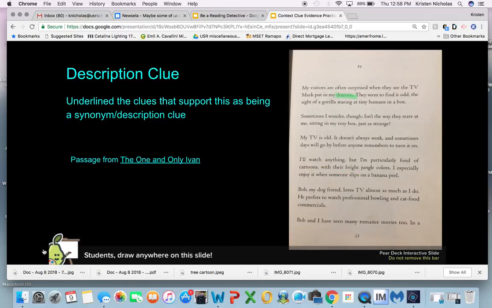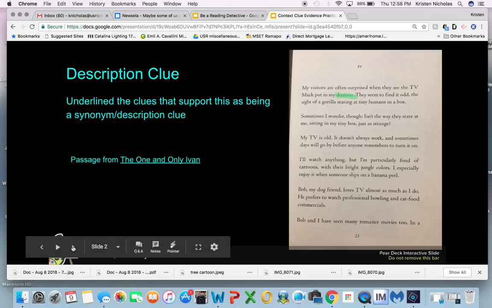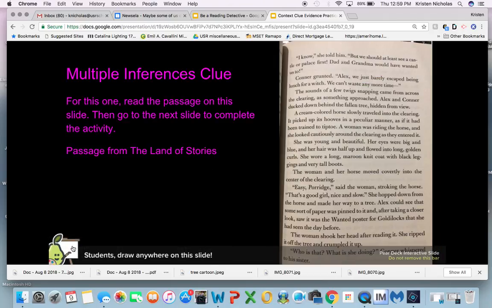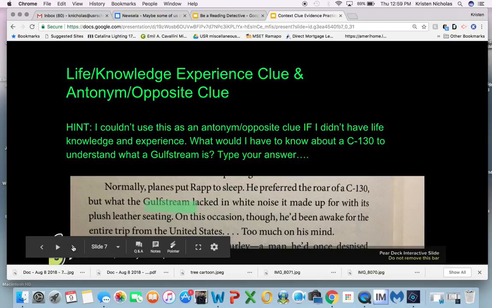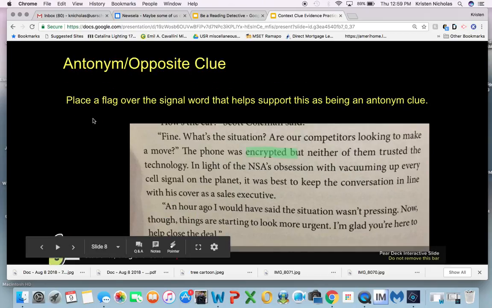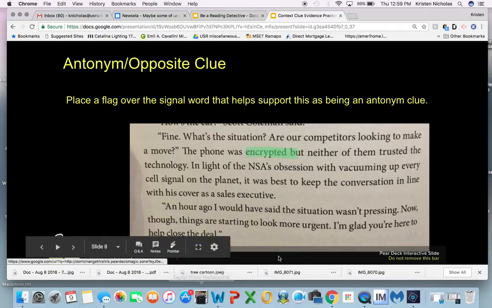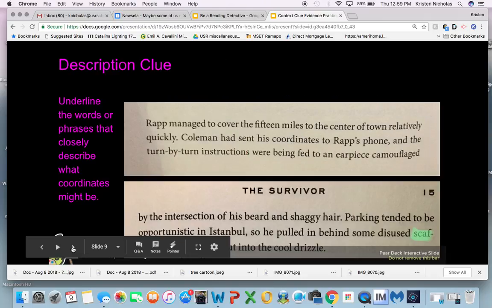So here, they would be asked to underline. Let's see, there's some that are different. In this one, you're going to place a flag over the signal word that helps support this as being an antonym clue. So the students would go and they would have this flag here that would allow them to actually place it over the word "but." So that's exactly what the students would do. So this is interactive.